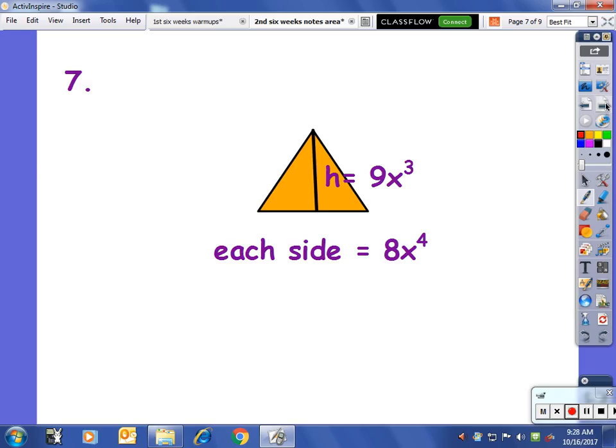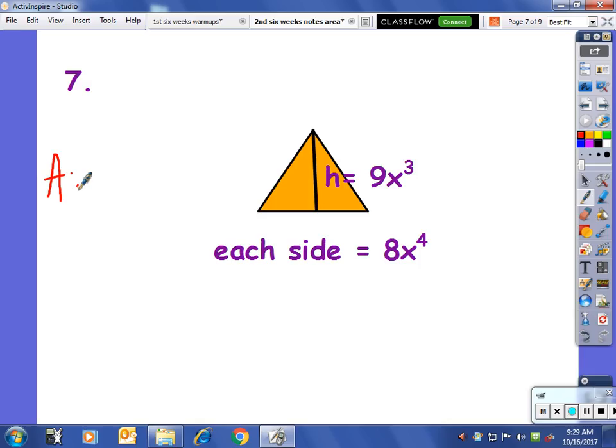Yes, all the sides of this triangle are 8x to the 4th. The height is 9x to the 3rd. This is an equilateral triangle. Alright, who can give me area? Oh, okay. Caitlin almost had it, but she almost forgot to divide by 2.